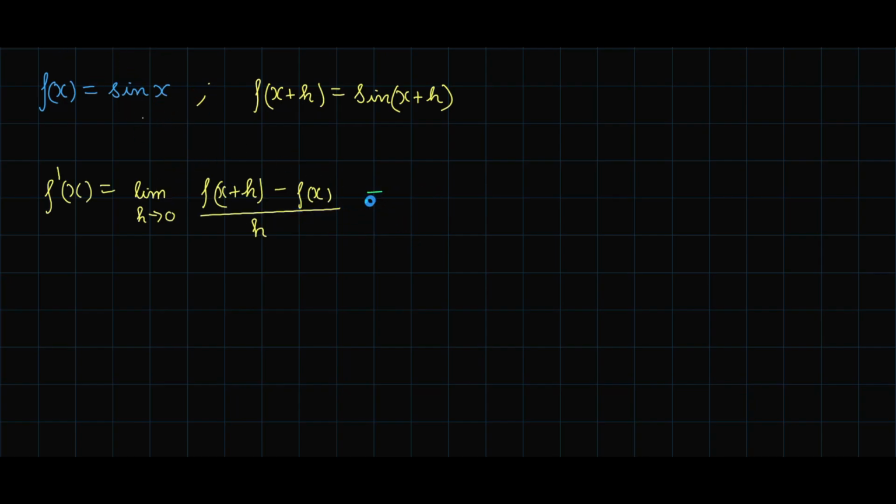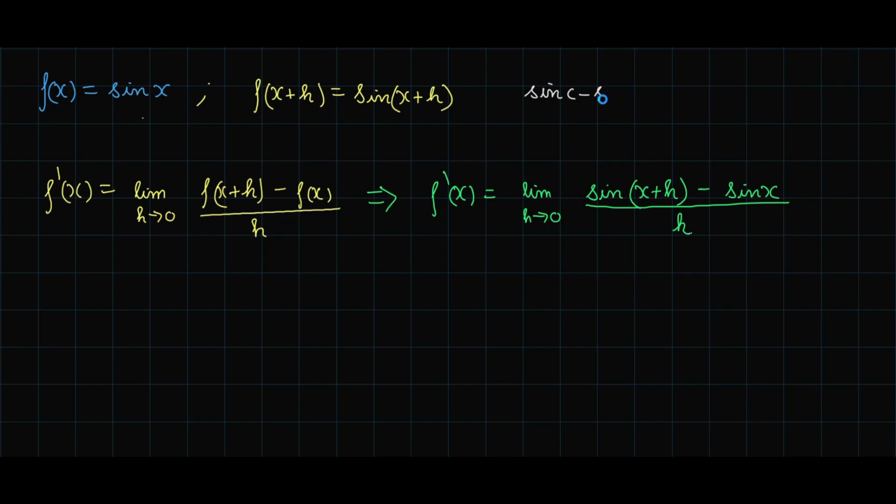Now it's time for substitution. F prime x equals limit h approaches 0. F of x plus h is sin of x plus h. So sin of x plus h minus f of x is sin x. So sin x, whole upon h.